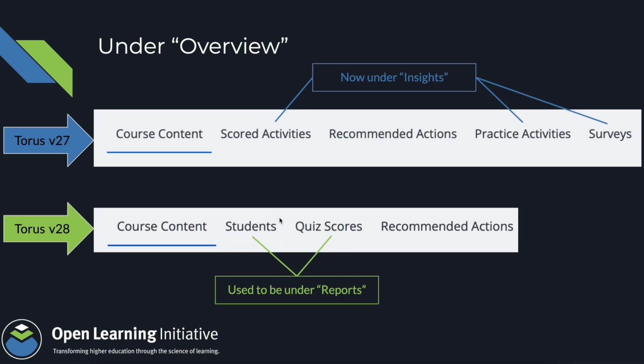And I do want to point out that this works the same way. This item, if you click on it, works the same way in version 27 and version 28. So this is where you go to see what students are enrolled in the class and to enroll new students. If you're going to do that manually, this is where you can add a student. So just keep in mind, if you want to navigate here, that now you would go to Overview and then Students instead of Reports and then Students.